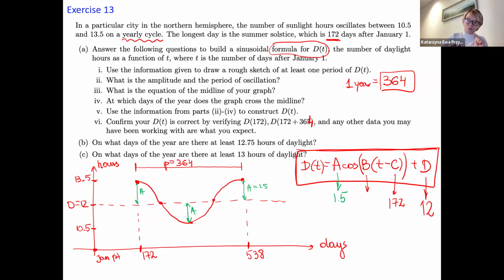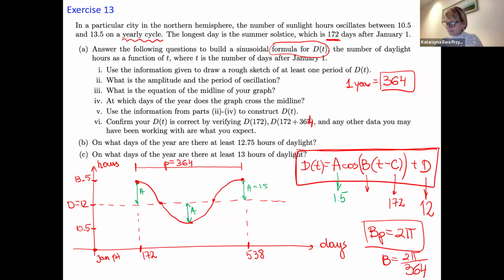And now how can we calculate the quantity B? BP equals 2 pi. Always, the period times the frequency has to be 2 pi. And then what is the B quantity? B is 2 pi over 364. We can even keep this form. We can simplify, but we can keep it. Okay, we have the entire model.